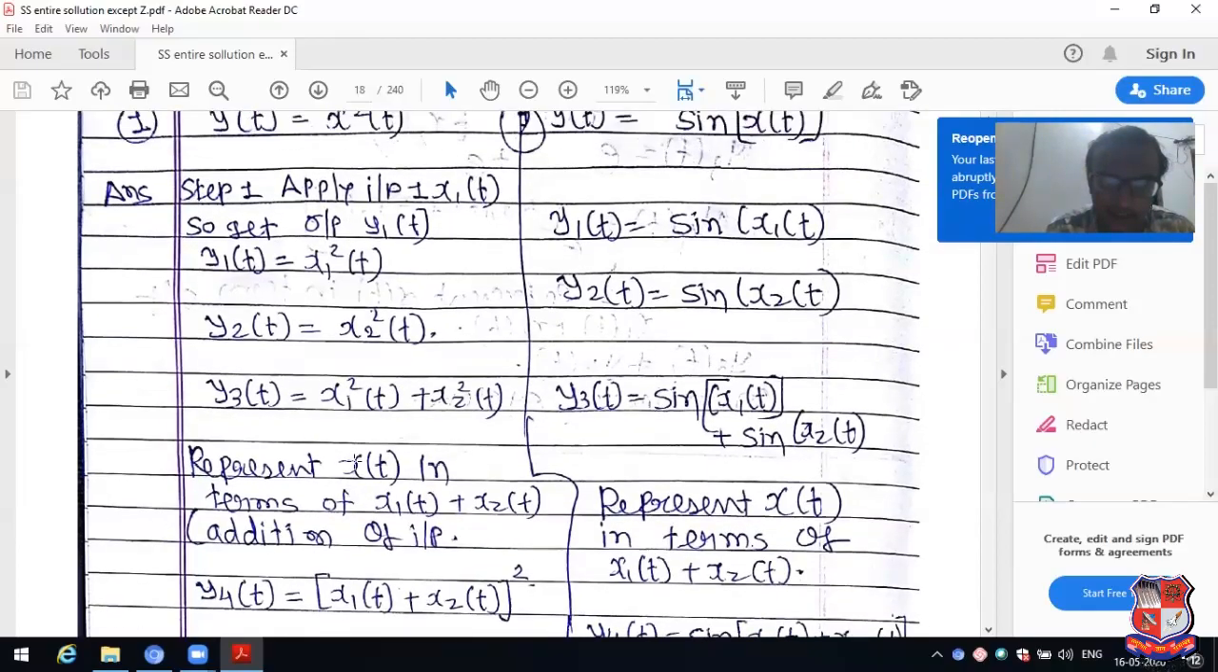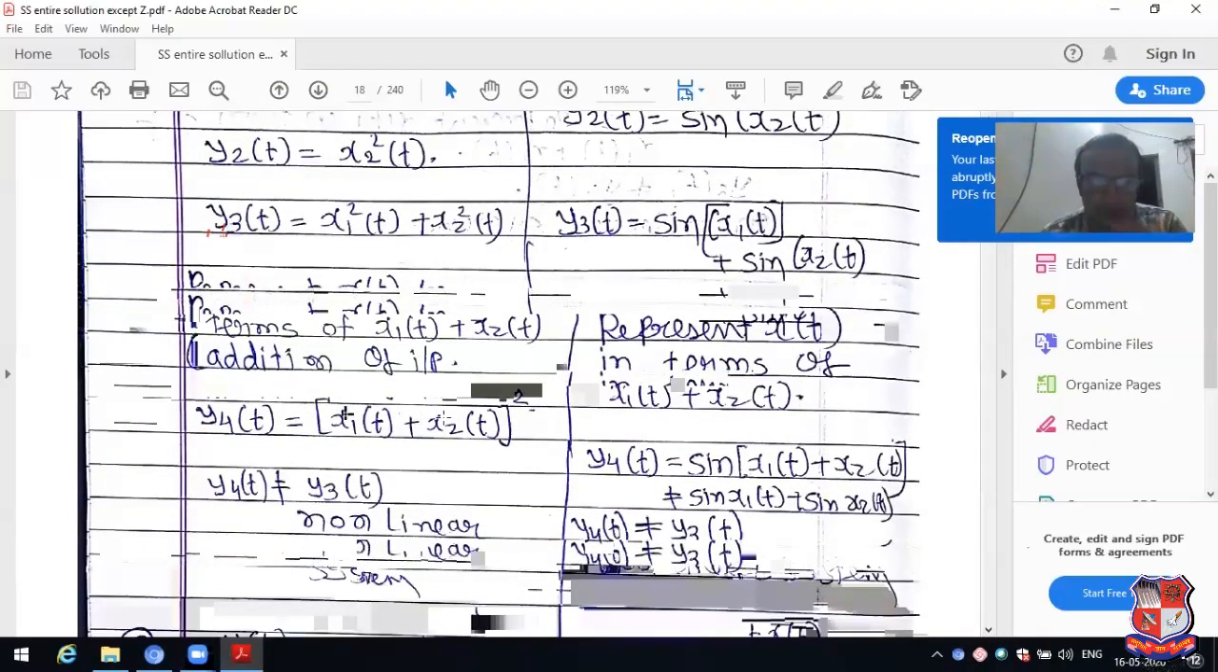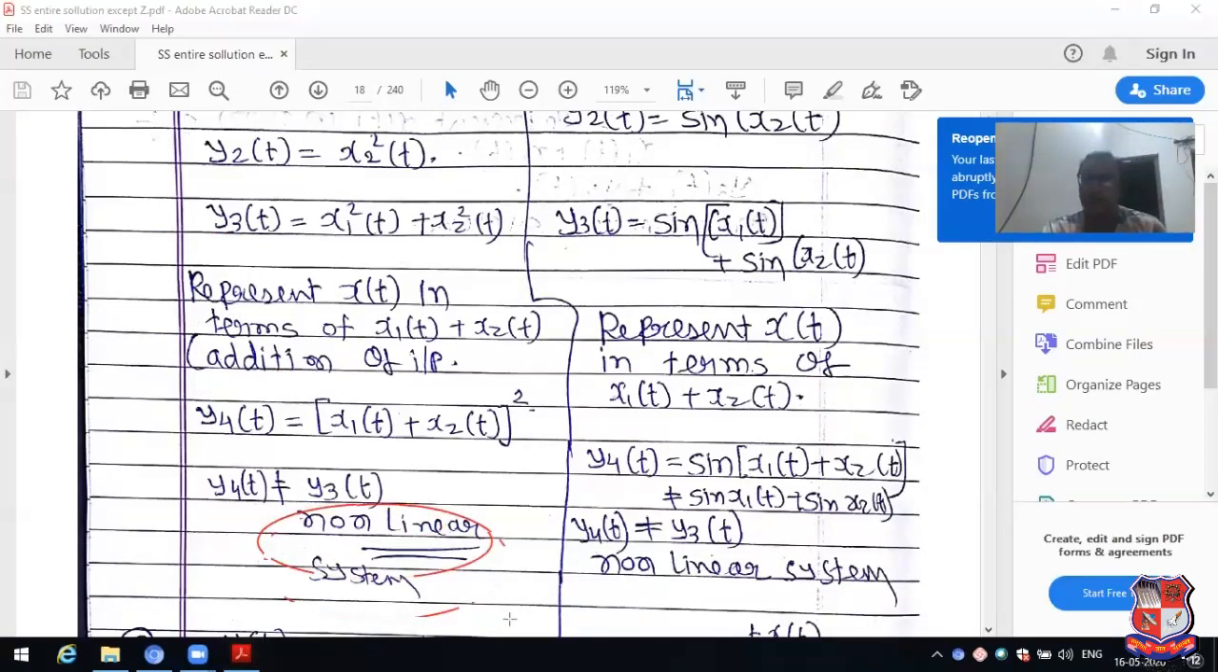Now see this. Represent x of t in terms of x1 of t plus x2 of t. So here it is x1 of t plus x2 of t all square. So y3 of t not equal to y4 of t. So it is a non-linear system. See this here, it is considered as a non-linear system.